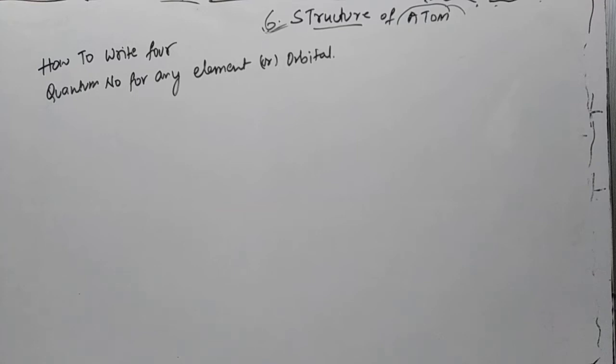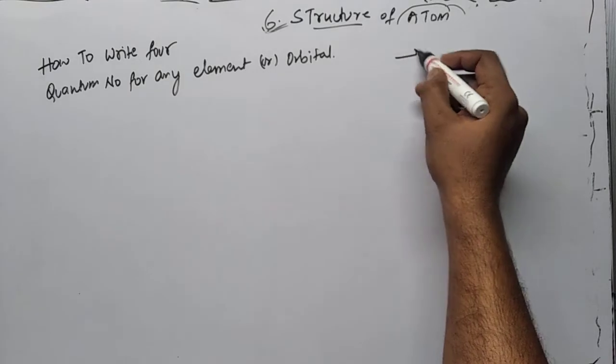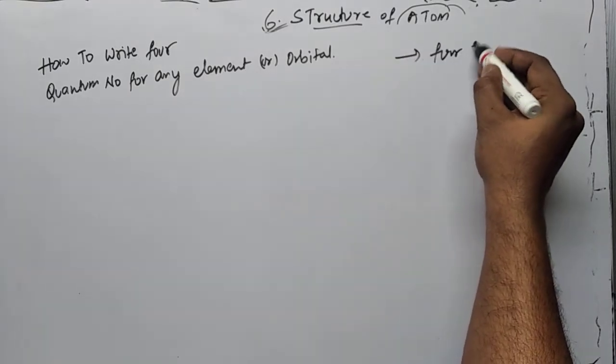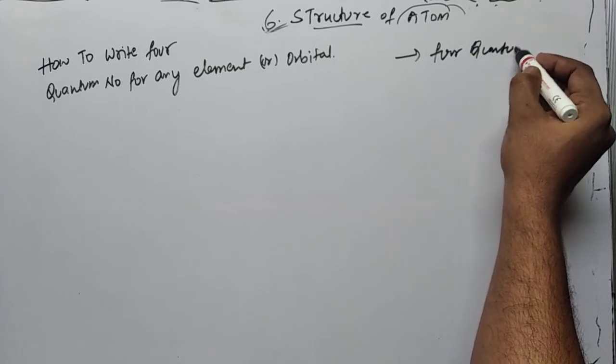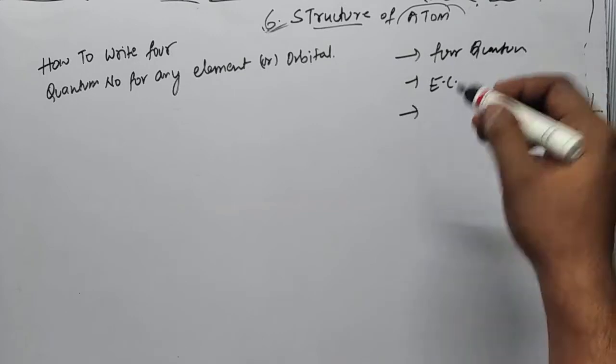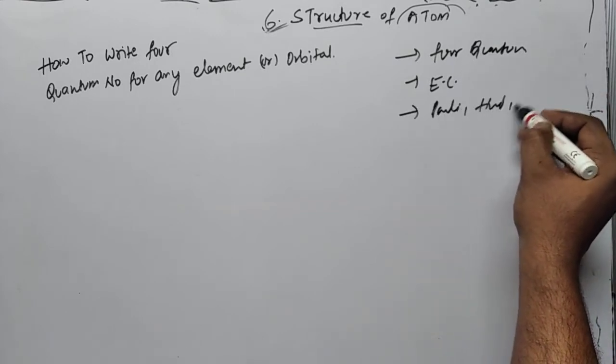Okay, hi everyone. So today's topic is how to write the four quantum numbers for any element. Before watching this video, I think it's better you see the previous video: what are quantum numbers, and the three rules, and how to write the electronic configuration. The three rules are the Pauli exclusion principle, Hund's rule, and the Aufbau principle.